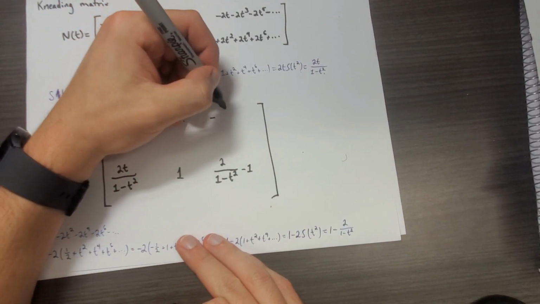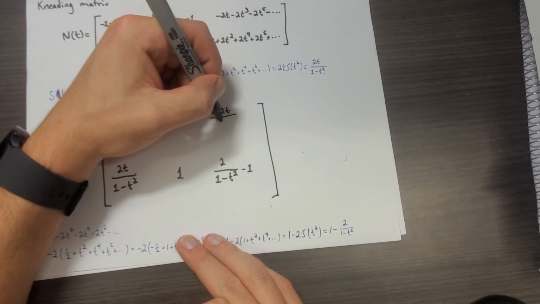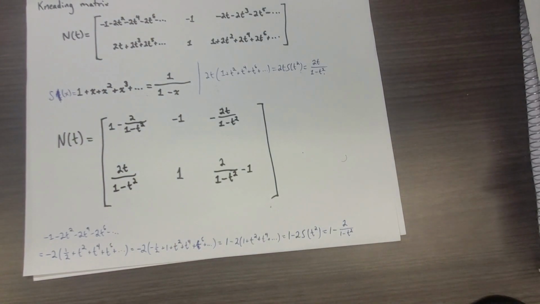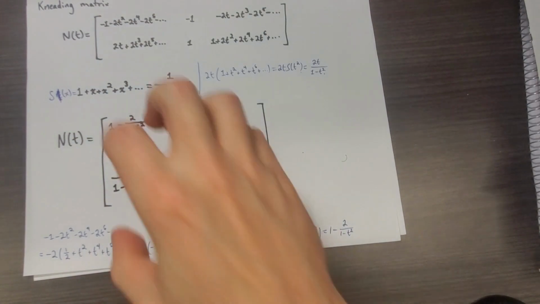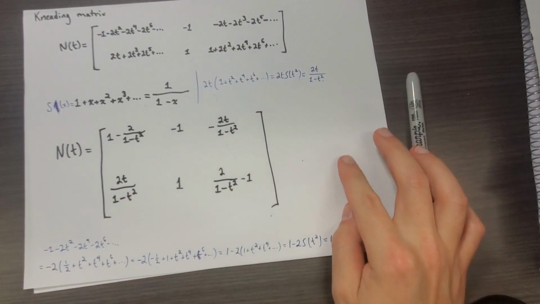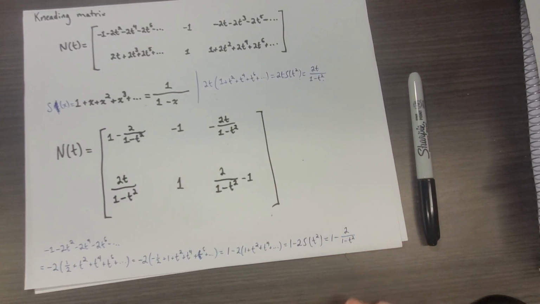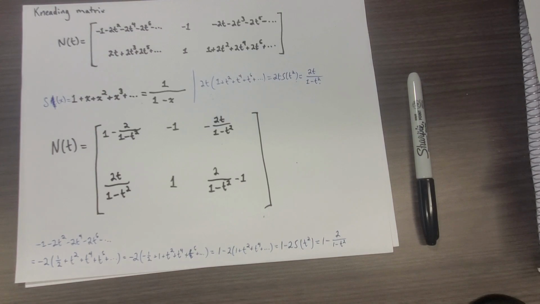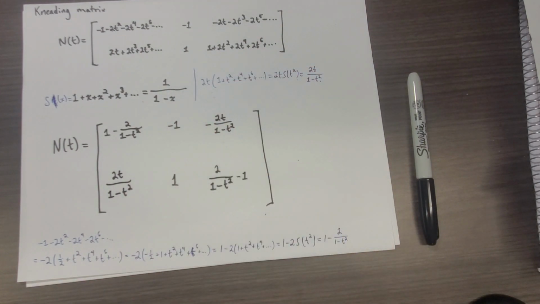So this one's going to be the negation of that, -2t over 1 minus t squared. Or I could write t squared minus 1 in the denominator, but it doesn't matter. So this is the kneading matrix. All rational functions, all power series, and very simple. You can write it in very compact form, and there's no ambiguity about what the pattern in the power series ought to be. So this is very nice.